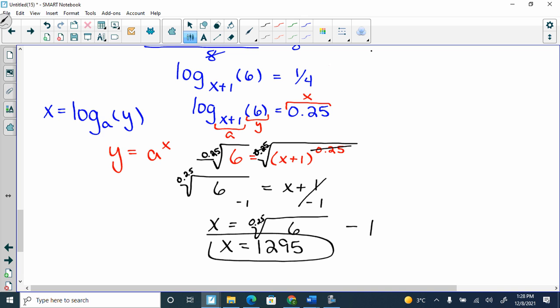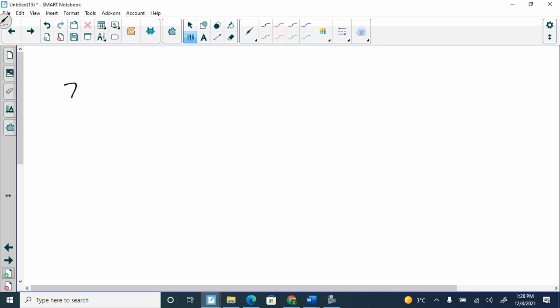Yep. Number 7. What happened there? Number 7 says Jacob invested $2,000. So that's my I. Into an RRSP at 0.05% per annum. Compounded semi-annually, so it's 2. And he made $300.